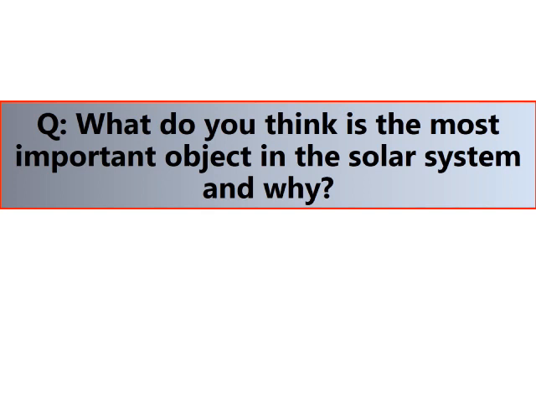So now that you've learnt about all the different objects in the solar system, what do you think is the most important object and why? Now, you might think that maybe it's the Earth, because after all, that's where we live. Or maybe you would choose planet Jupiter, because that's the biggest planet in the solar system.